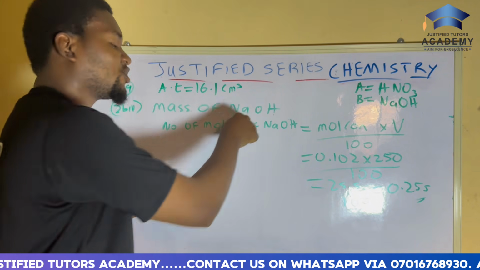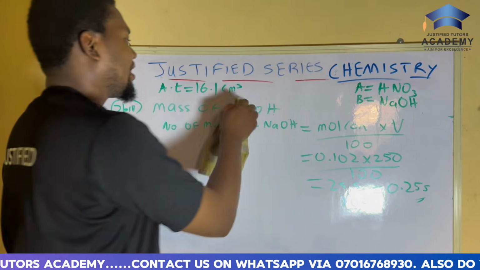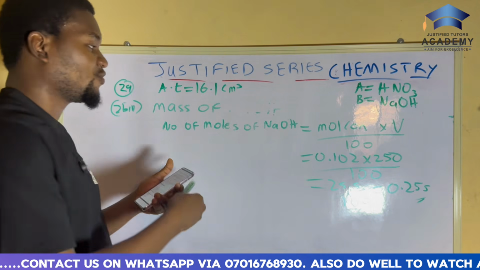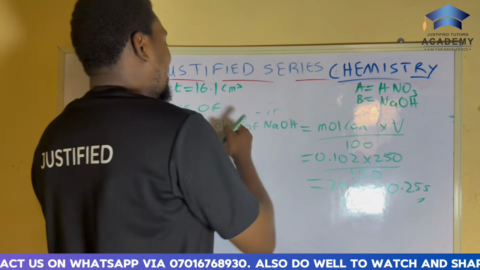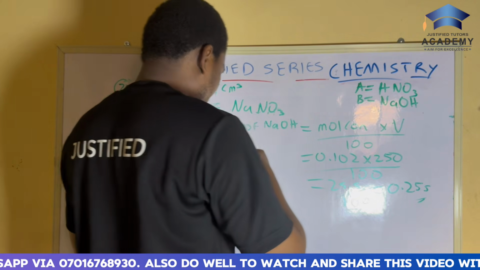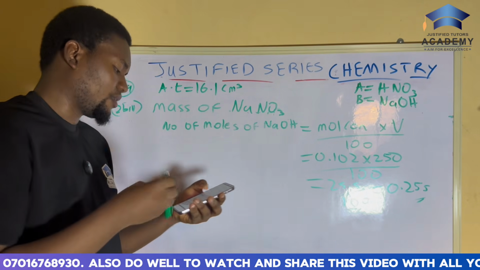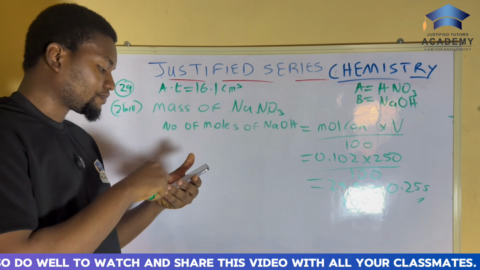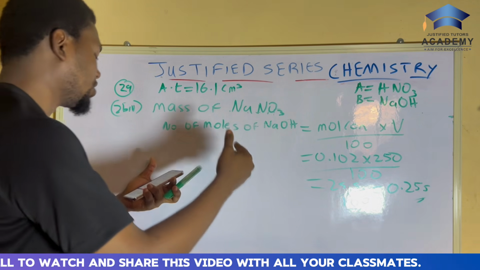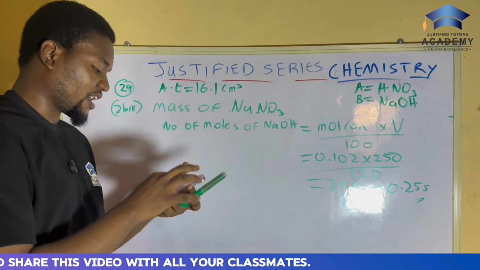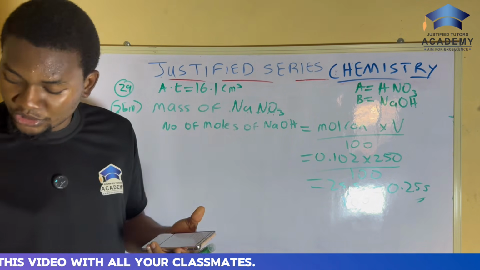We have to find the mass of NaNO3. So we can now use the number of moles here to find the mass of NaNO3. Like I said, we're using the mole-mass relationship formula to find it. Are you getting me? So that will help us to do it.